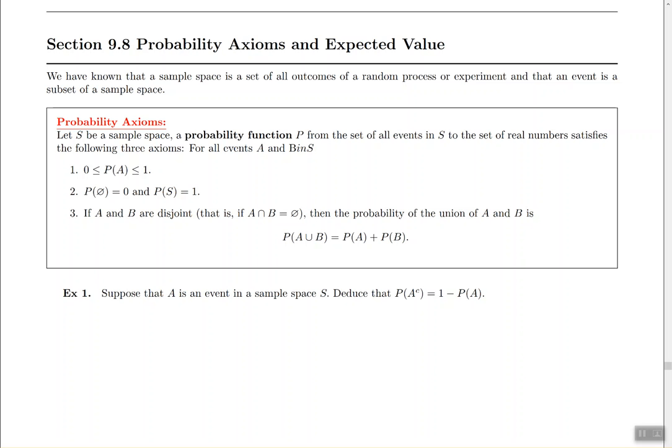In this section, we will explore the probability axioms, and we will talk in one example about the expected value. Okay, so what is the probability axiom? So let's read the first definition or the first theorem or axiom.